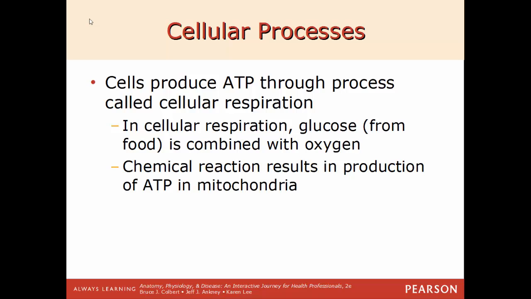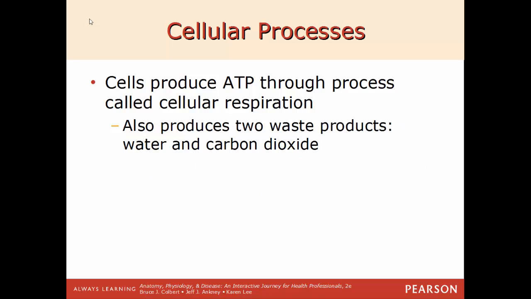Now there are a lot of steps that go from point one to the final point here, but the general point of cellular respiration is to take the food that you're eating, combining it with oxygen, and after a very involved series of chemical reactions, you end up getting ATP. Now some byproducts of this process of cellular respiration are water and carbon dioxide.